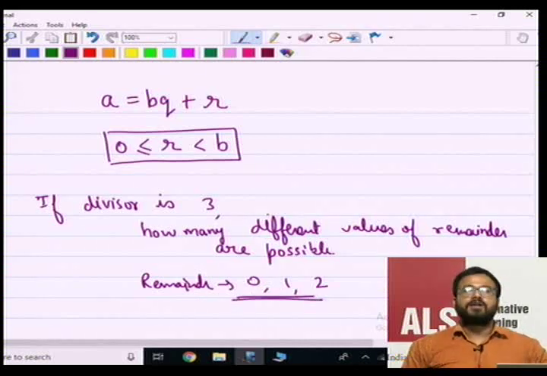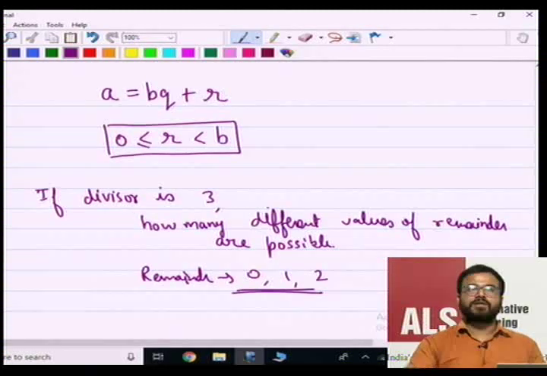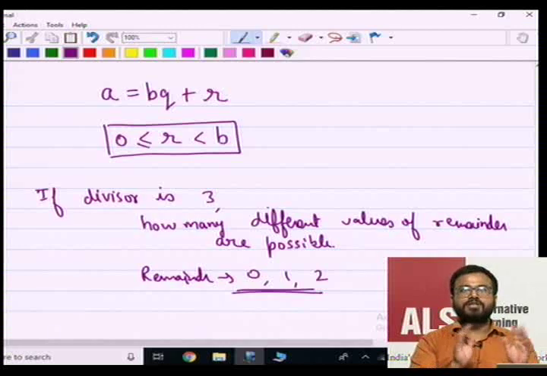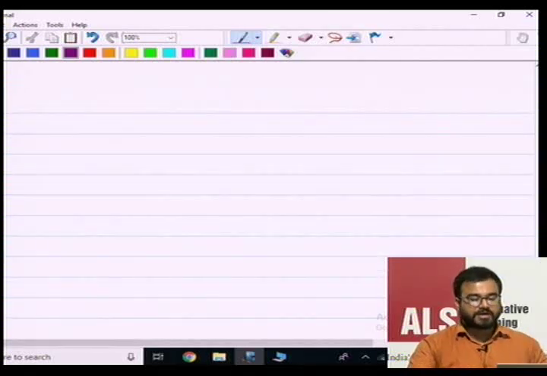That is correct. So if my divisor is 5, then 5 different values of remainder are possible, starting from 0, 1, 2, 3, 4. Okay. So this was the Euclid division lemma. It talks about the relationship between the quotient, remainder, divisor and dividend. Now, what do you mean by Euclid division algorithm?